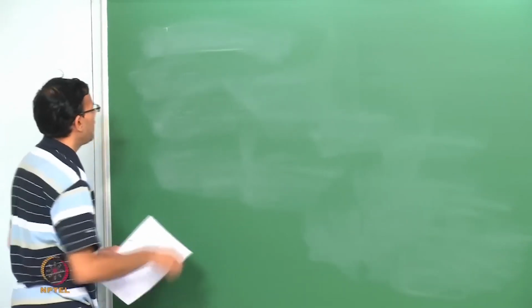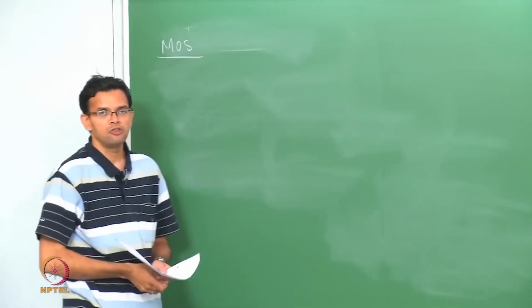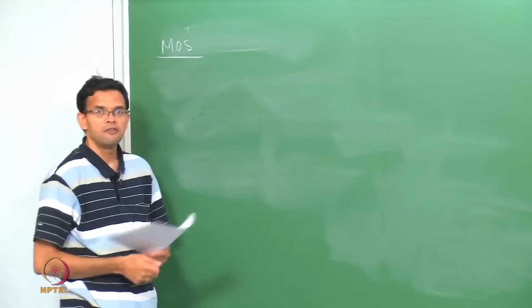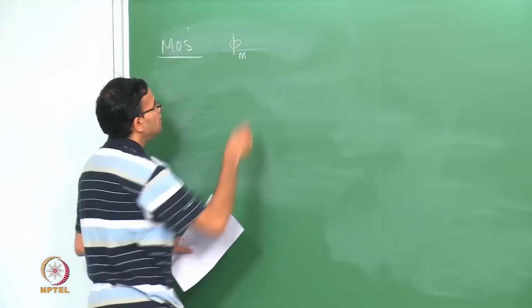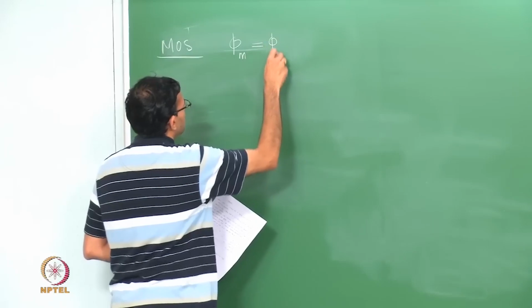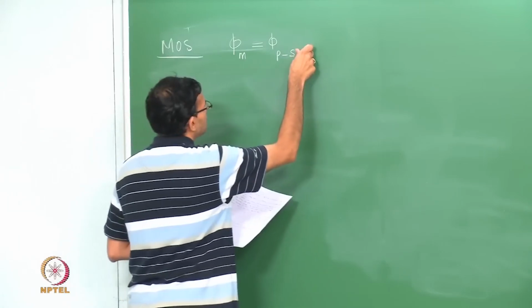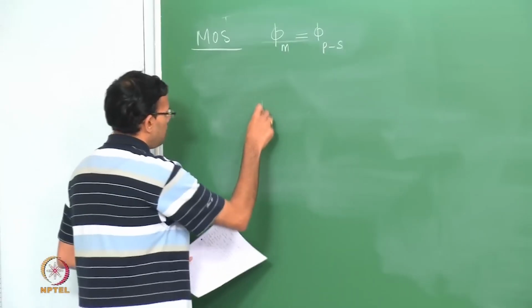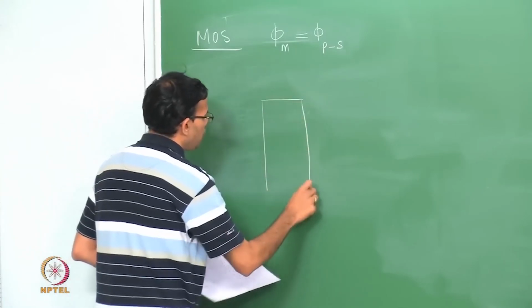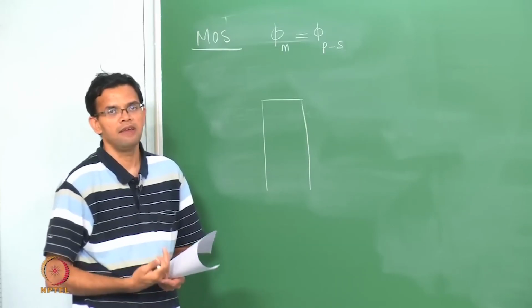So, let me again go back to my picture of the metal oxide semiconductor, and I want to draw a band diagram for this. For simplicity, I am going to say that the work function of the metal is the same as the work function of the p type semiconductor. So, instead of silicon I will just say S, so that it is a more generalized argument, but we will start with the work functions being the same. The advantage is that if you say both work functions are the same, in the absence of any external potential, the Fermi levels will just line up.